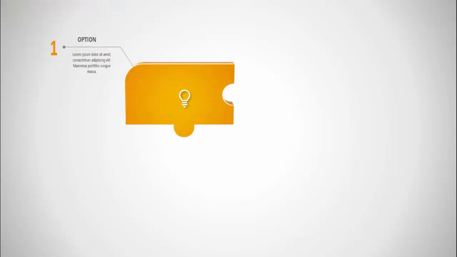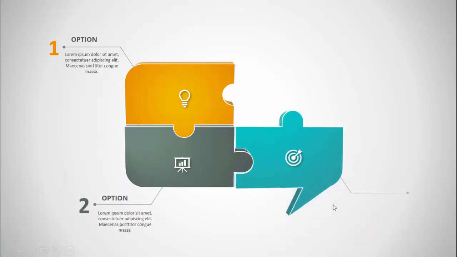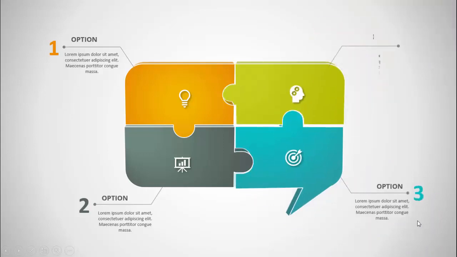In today's tutorial, I'm going to show you how to create a 4 steps jigsaw puzzle slide design in PowerPoint, and this is how the slide works. When I click, the first jigsaw puzzle comes with the icon, and then you can add the option number 1, option title and the detailed text. When I click with a different color, the second option comes, then the third option and the fourth option.